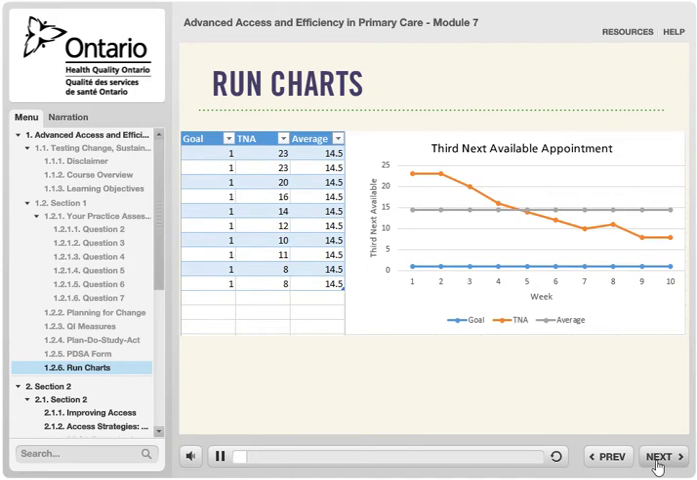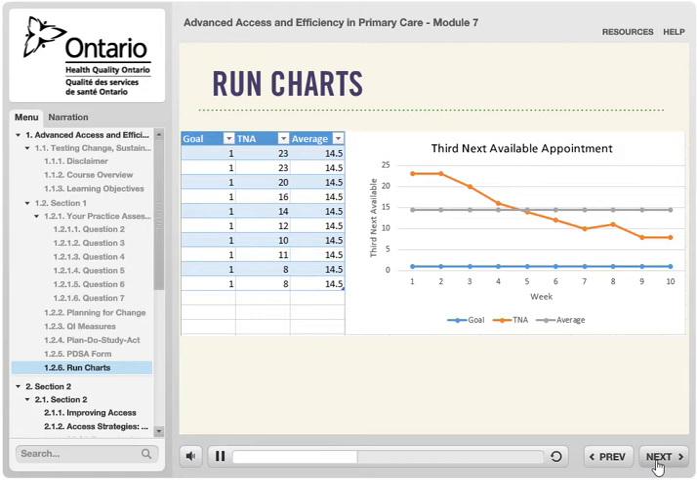Creating a visual display of your data can help your team quickly determine whether or not the change you are testing is leading to an improvement. Start a run chart at the beginning of a QI project and add new data as the project unfolds to recognize significant changes over time.